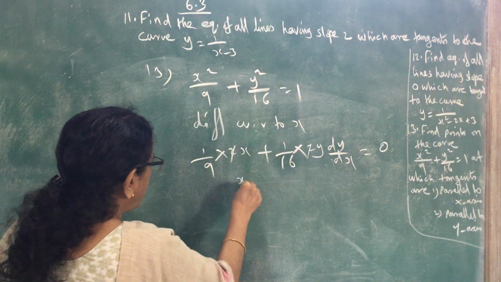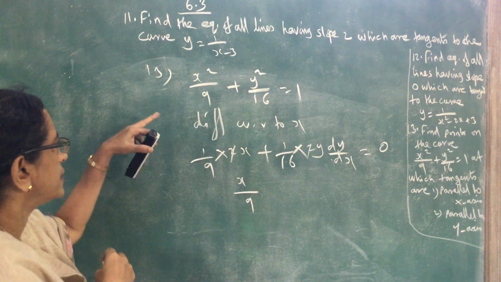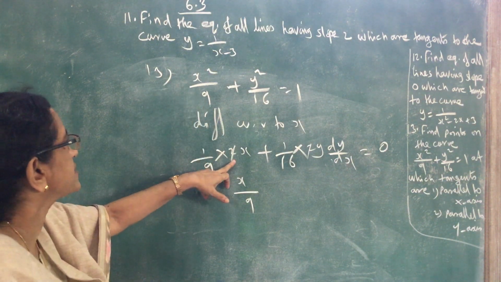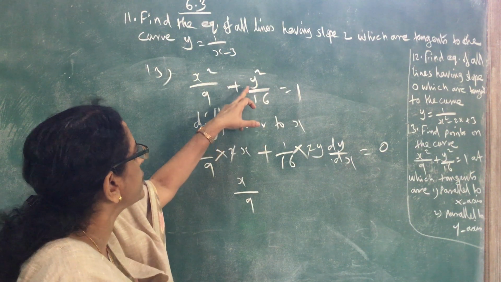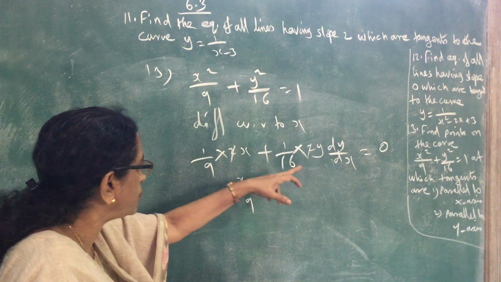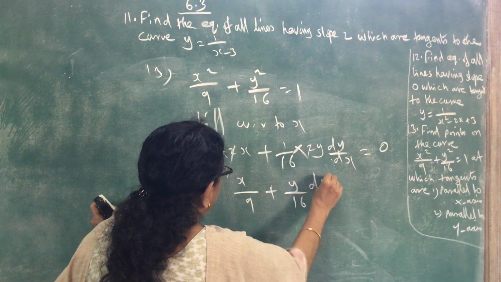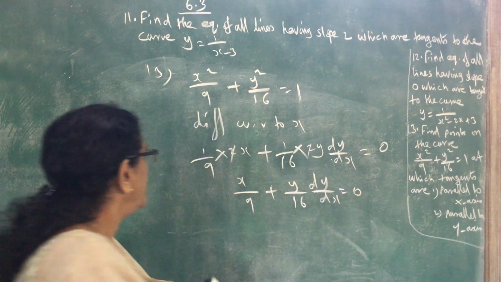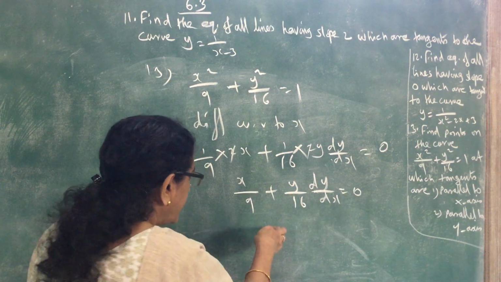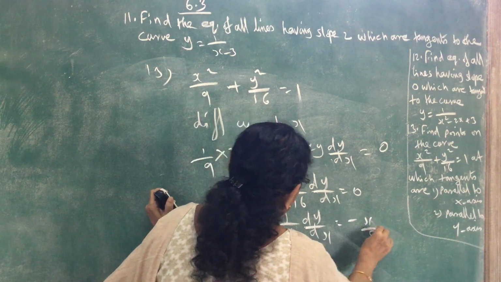Now what is remaining? x by 9 plus, so the derivative of 1 by 9 into the derivative of x square, 2x, plus 1 by 16 into the derivative of y square, 2y dy by dx, derivative of 1 is 0. So we cancelled 2. So we got x by 9 plus y by 16 into dy by dx is equal to 0. Therefore y by 16 dy by dx is equal to minus x by 9.